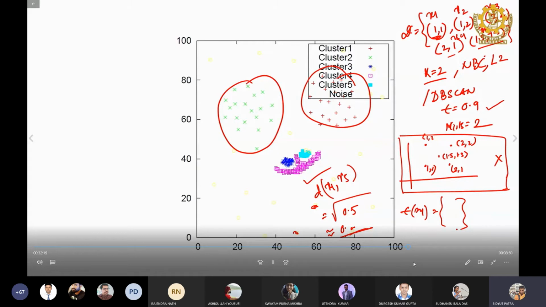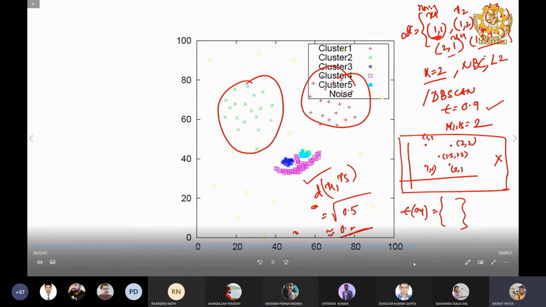Epsilon of x1 will be null. So x1 is a noisy point. X1 will be a noisy point, and you cannot explore it because it is a noisy point. If it is a core point, then only you can explore. So you cannot explore, and this point is marked as a temporarily noisy point.